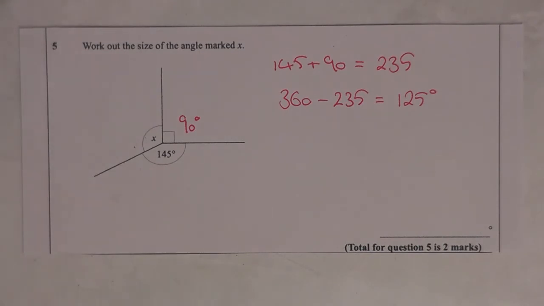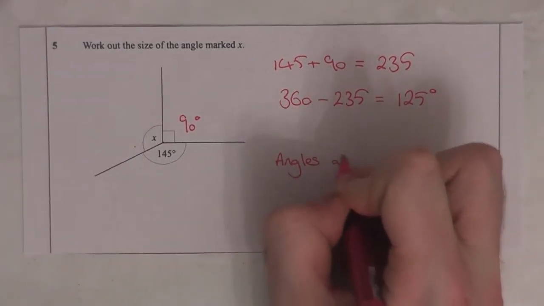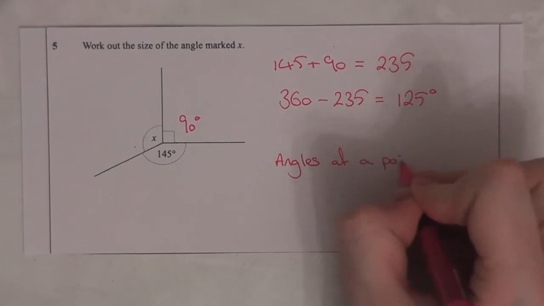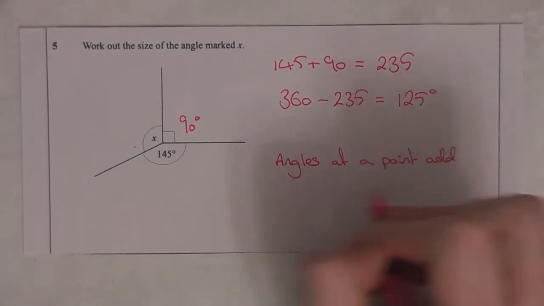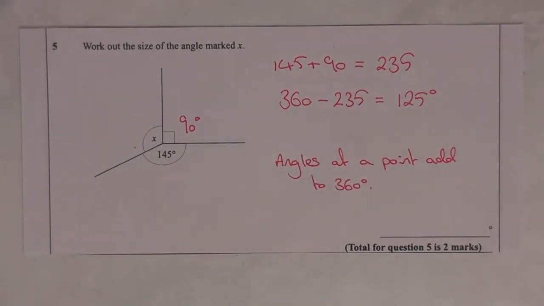If we were asked to write down a reason, again in this question we are not, but if we were asked to write down a reason, we simply go for angles at a point add to 360 degrees.